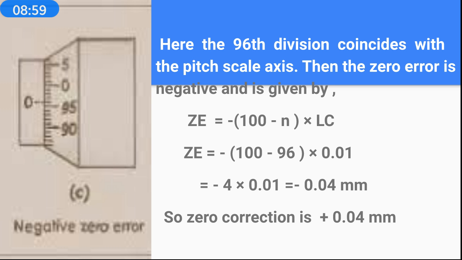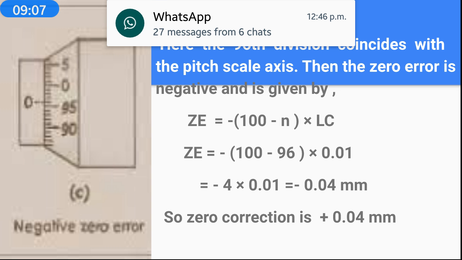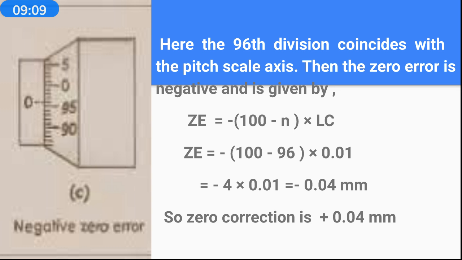So your zero error is negative. What answer did you get here? Minus 0.04 millimeter. So what will be the correction? Positive. So the zero correction is plus 0.04 millimeter.